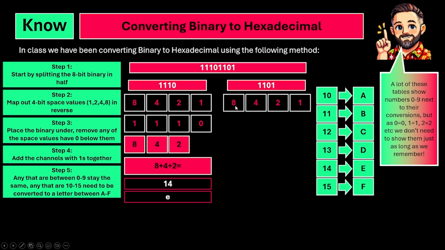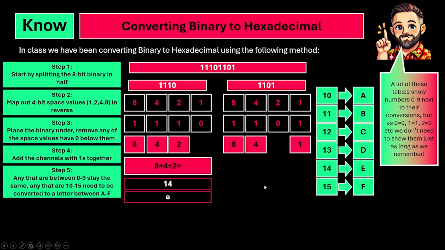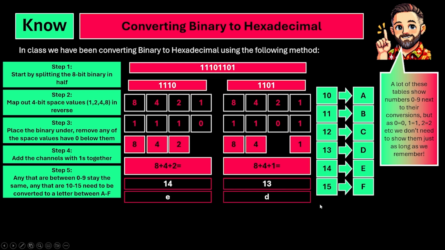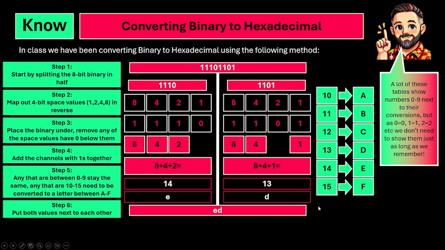We place those values in reverse, we place our binary underneath, we keep only the ones, and we add them together. If it's a double-digit number, so anything above 9, it will need to be converted, and 13 gets converted to D. That leaves us with a hexadecimal of ED when we put them next to each other. So the binary 11101101 has a hexadecimal value of ED.